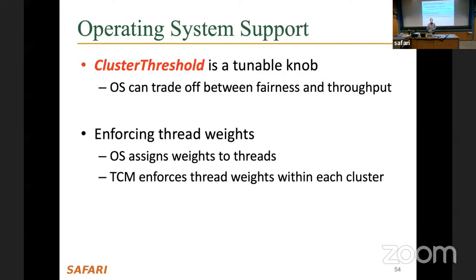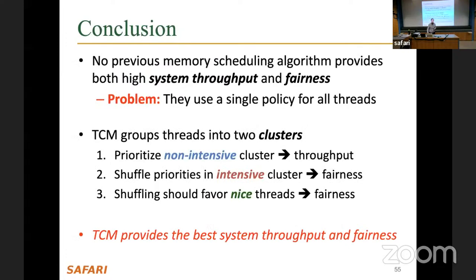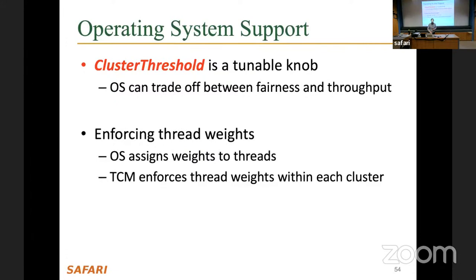And you can also enforce thread weights. We did not discuss this that much, but all of the other prior schedulers also had support for this. Remember, one thing we said was you would like to be able to enforce thread priorities, or thread weights. And the operating system can assign different weights to the threads. Thread cluster memory scheduling actually enforces thread weights within each cluster. So it does weighted shuffling, essentially, and weighted MPKI computation. So if the operating system thinks that a thread is much more important, it can influence the scheduler to prioritize that by assigning it a very high weight.